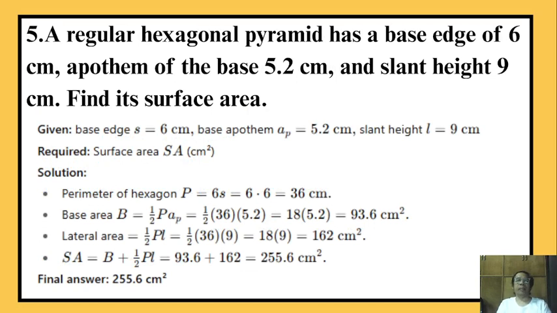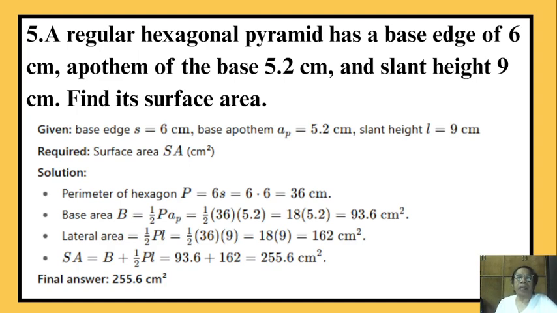And then number 5, a regular hexagonal pyramid has a base edge of 6 centimeters, apothem of the base 5.2 centimeters, and slant height 9. Find its surface area. So we're given a base edge S equal to 6 centimeters. And then a base apothem AP is equal to 5.2 centimeters. The slant height L is 9 centimeters. So required, the surface area.